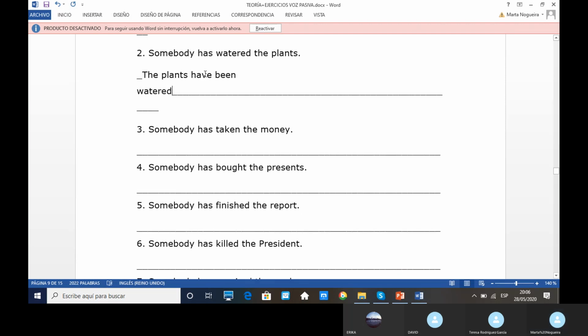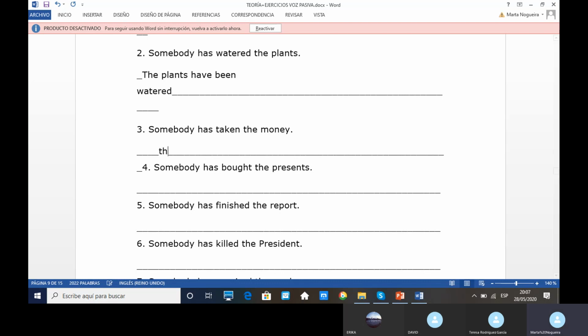Primero, a ver, ¿cómo se forma en el presente perfecto? Con el have y el participio, ¿vale? Pues con have o has. Si pusiera somebody has watered the plants, luego aquí sería has, ¿vale? Have o has, si es singular, y luego el participio del verbo to be, have been, y luego siempre el participio del verbo. The plants have been watered, las plantas han sido regadas. Ado, edo, ido, participio y participio, al igual que en español.